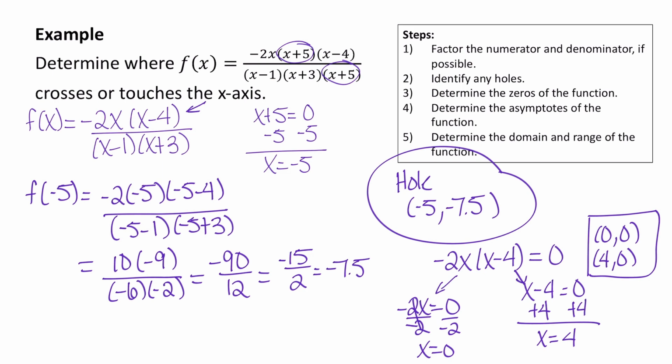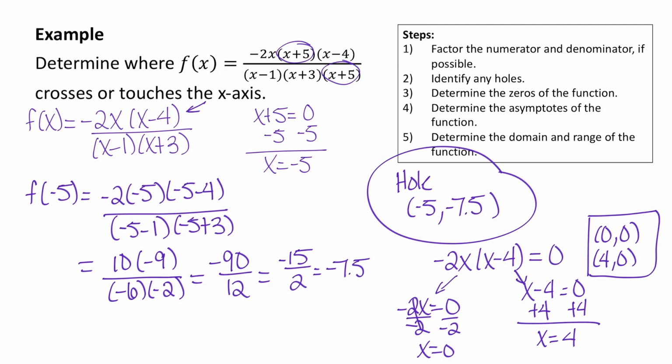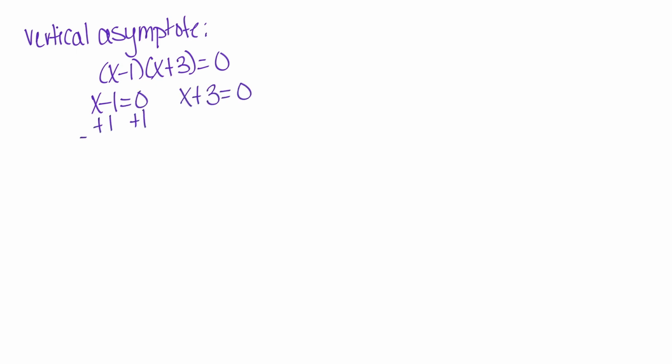So now let's figure out the asymptotes of the function. Remember, the vertical asymptotes are going to occur anywhere where the denominator equals 0. So I'm going to take that simplified function and set the denominator equal to 0. That denominator is (x - 1)(x + 3), so I set that equal to 0 and solve for x. That gives me x - 1 = 0 and x + 3 = 0. I add 1 to both sides, and that gives me x = 1, which is one vertical asymptote. And then I subtract 3 from both sides, which gives me x = -3.